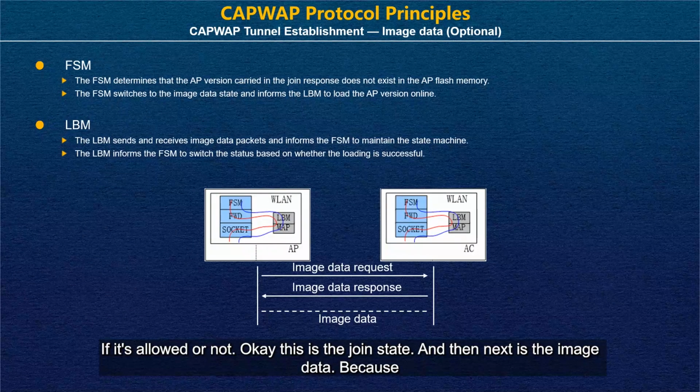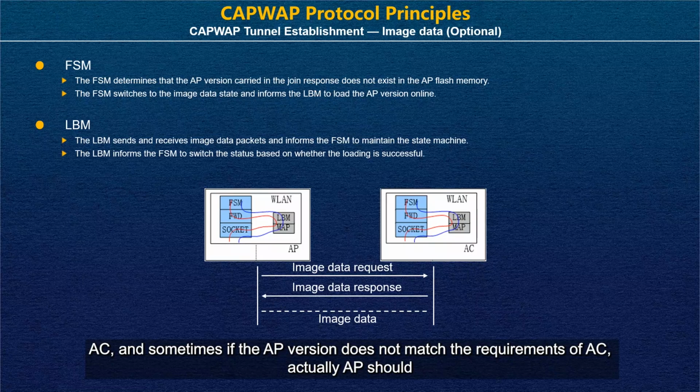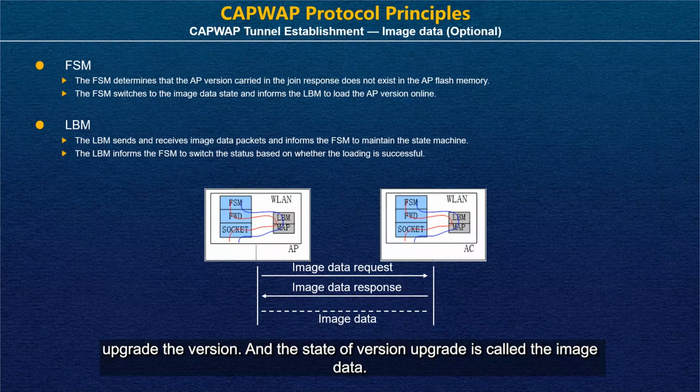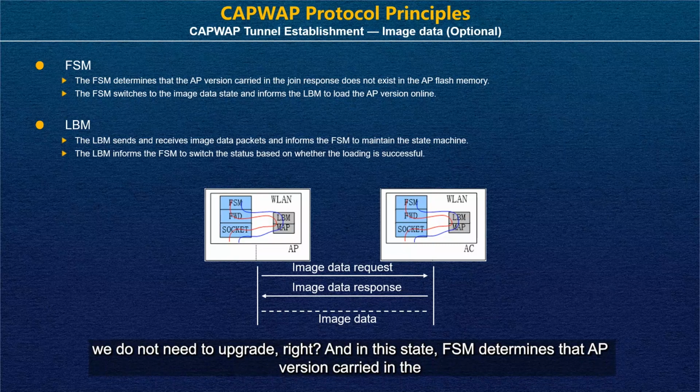And then next is image data. Because in the former page, in the join state, they have exchanged the version of the AP between the AP and AC. And sometimes, if the AP version does not match the requirements of the AC, actually the AP should upgrade the version. Okay, and the state of version upgrade is called the image data. So this is the reason why we say it's optional, because sometimes if the version can satisfy the requirement, we do not need to upgrade, right?